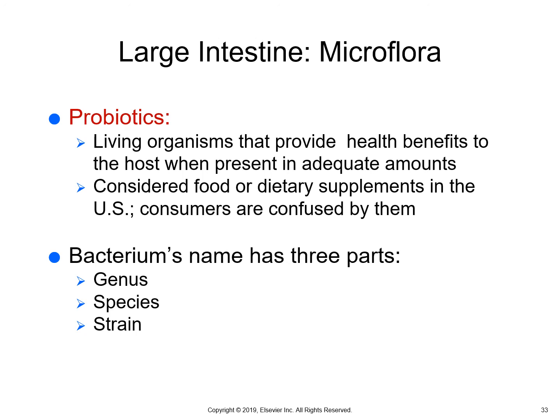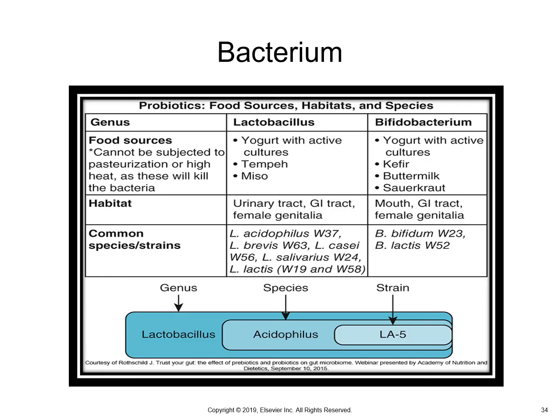They are all made up of different bacterium. So there's a genus, a species, and a strain that make up these bacterium. For example, a genus would be like the lactobacillus. And then it gives you food sources, yogurt with active cultures, tempeh, miso. The habitat, where are they normally found? In your urinary tract, the GI tract, female genitalia. And then it gives you the common species or strains, which usually gives you a number. It'll give you that it's a lactobacillus acidophilus W37. That's just giving you the specific bacterium.